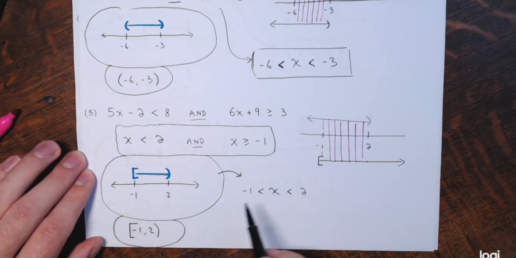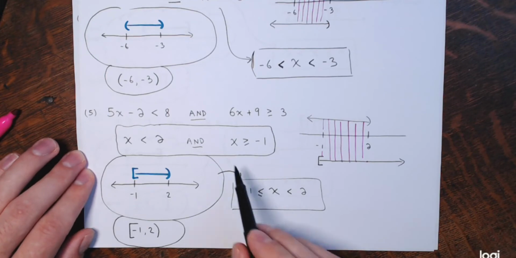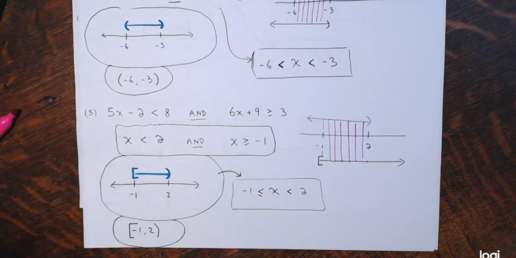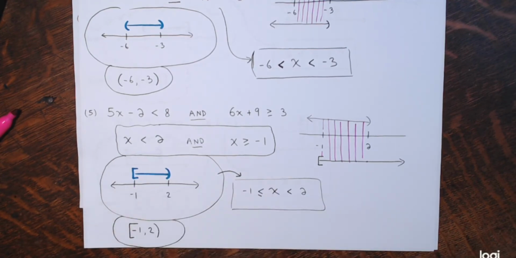-1 is a solution, so I put the or equals to next to the -1. 2 is not a solution, so I don't do it for 2. You could also express the inequality this way. Both these inequalities mean the exact same thing. They're describing the exact same numbers. Just wanted to point that out again, that if solutions are between two numbers, you can make this connection.